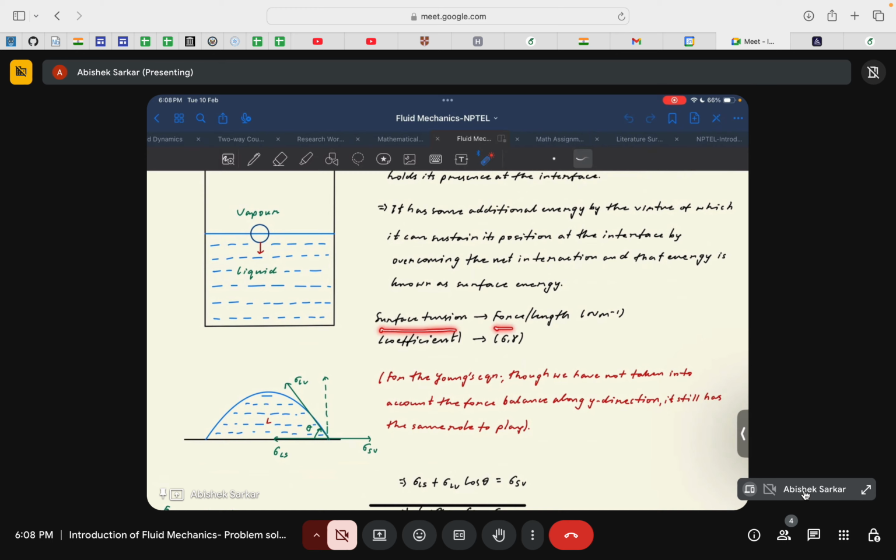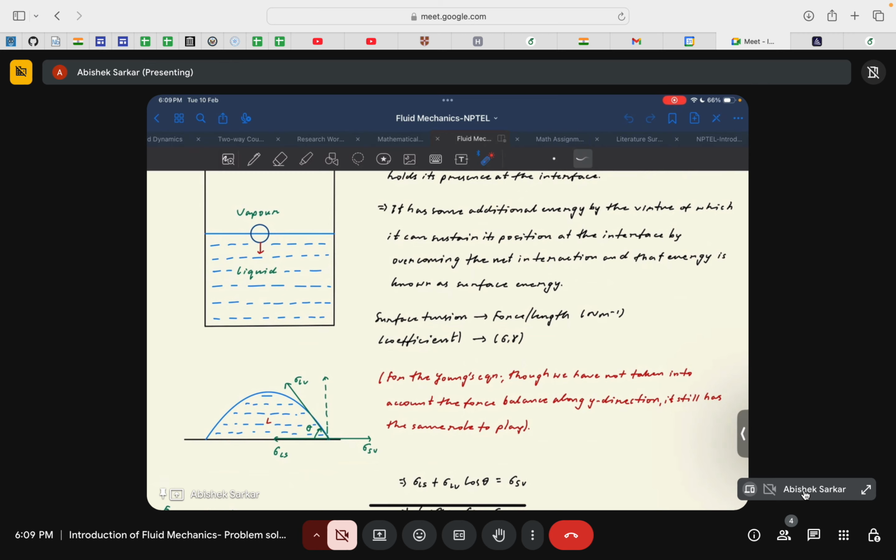Okay, so usually we define surface tension through a surface tension coefficient in some problems, and I will denote it here as sigma, or in some textbooks they also use the symbol gamma.